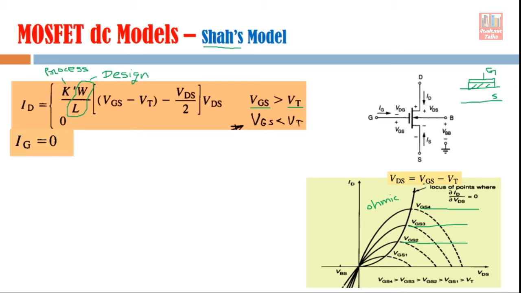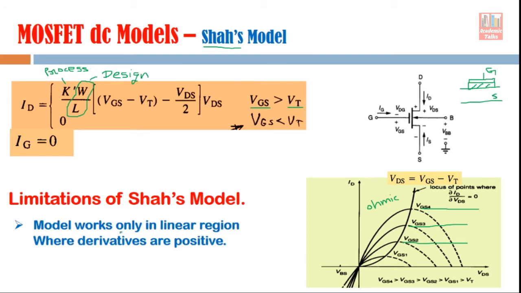So this is the pinch off voltage. Before this pinch off region, this equation gives you exact characteristics. But beyond the pinch off region, it doesn't give you actual or real characteristics. So this is the main limitation of Shaw's model. It works only in the linear region, or you can say the ohmic region, where derivatives are positive. Once the derivative of the curve is negative, it is not satisfying the characteristics of the device. So this is the limitation of Shaw's model, and Shaw's model is a very basic model.